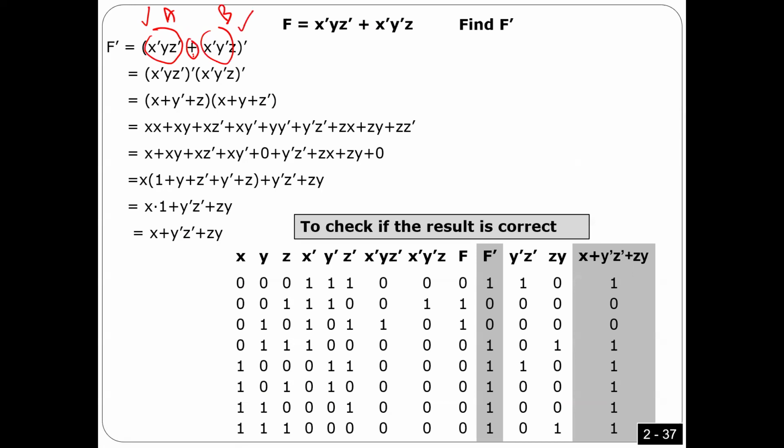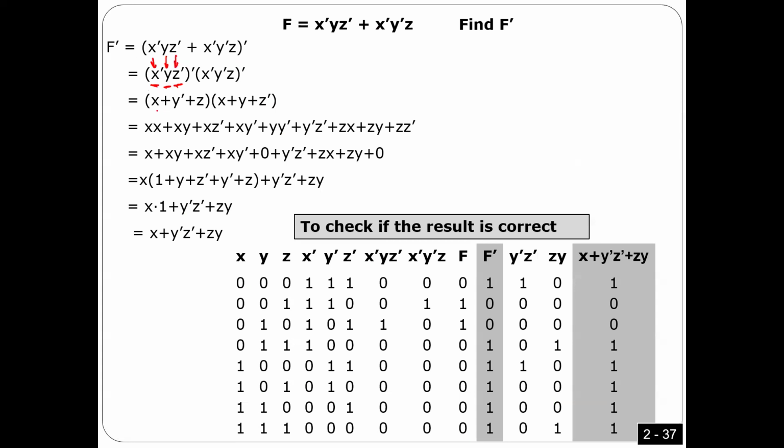Any AND has to become OR, and that's what I did here. I complemented the first term and I complemented the second term. Okay? I can continue. So here I have three terms ANDed together, so I can complement the first one, complement the second one, complement the third one.